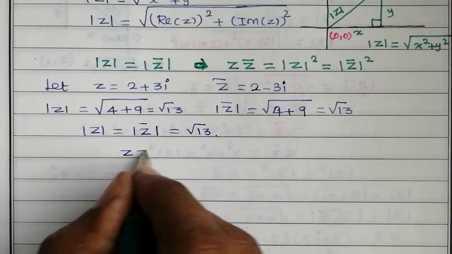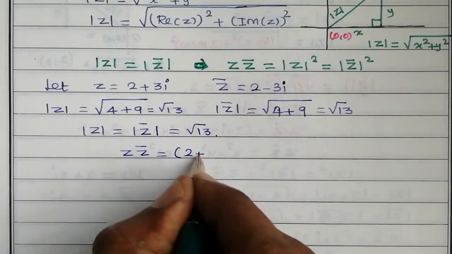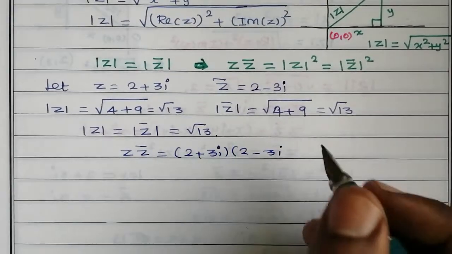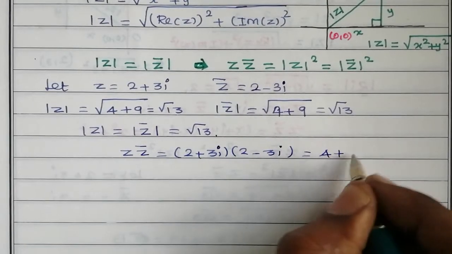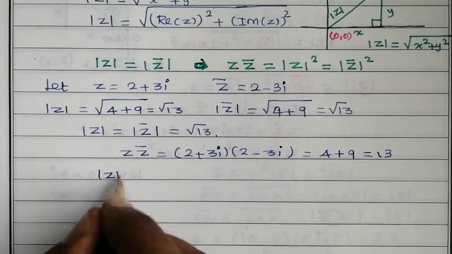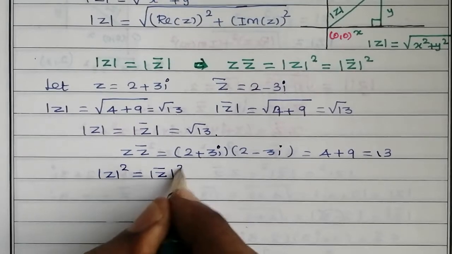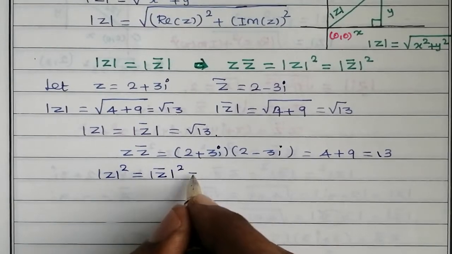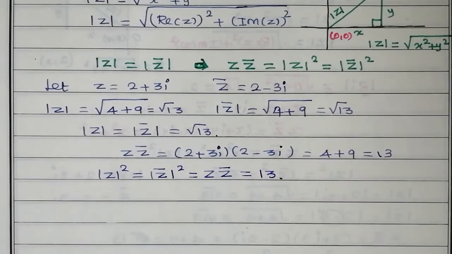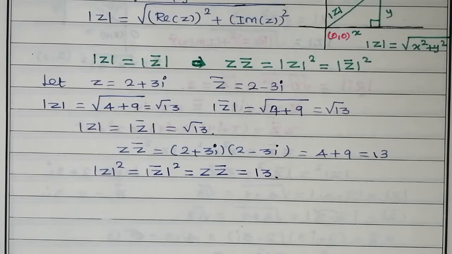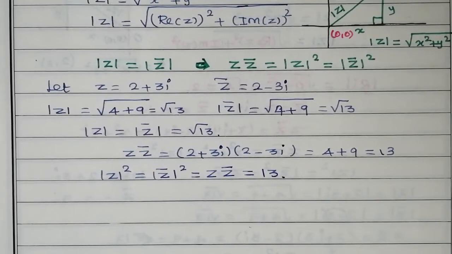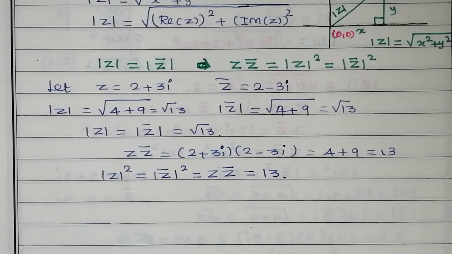Next, what is z times z bar? 2 plus 3i into 2 minus 3i equals 4 plus 9, that is equal to 13. Now mod z square equals mod z bar the whole square equals z times z bar, that is equal to 13. So this is the meaning of the absolute value or modulus of a complex number.